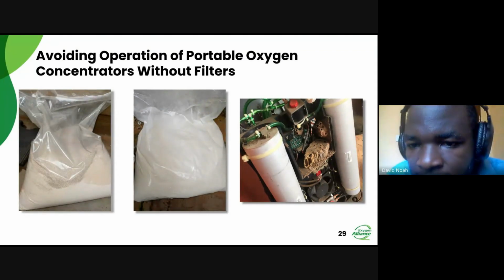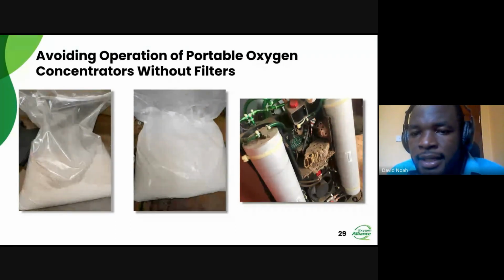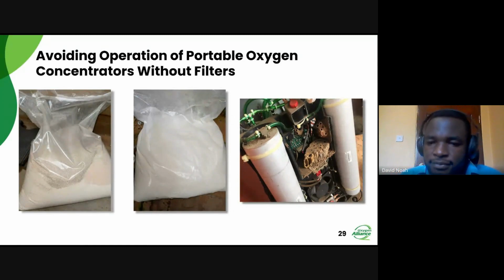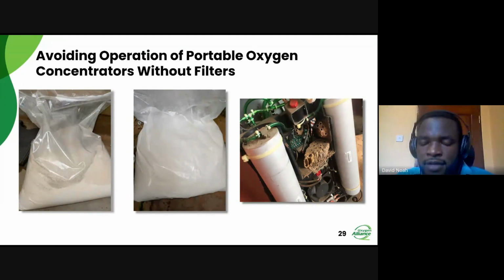And as you can see in the picture to your right, that is a concentrator which was operating without the gross particle filter. And if you look closely, there is an accumulation of termites that entered because there was no gross particle filter when they were operating that concentrator. And the two bags contain zeolite, which has been contaminated by dust coming from outside the concentrator because the concentrators were running without filters.